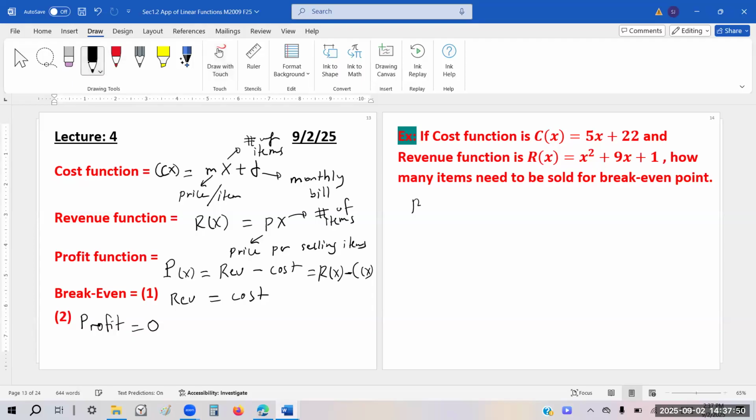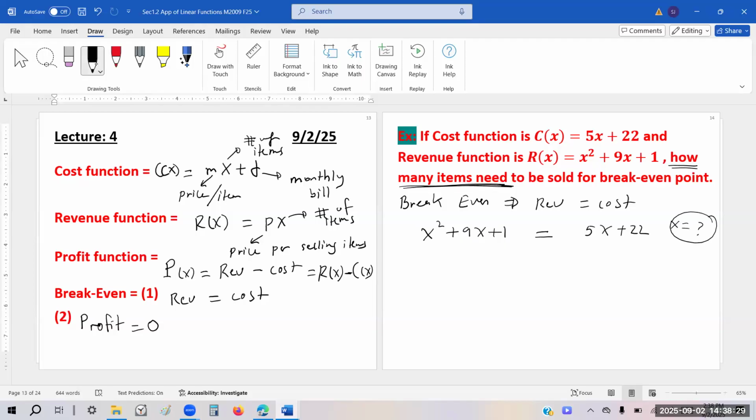So break-even happens when we have revenue equals cost. So revenue function is x squared plus 9x plus 1, and our cost function is 5x plus 22. They are saying how many items. It means what is the x when you solve this equation.